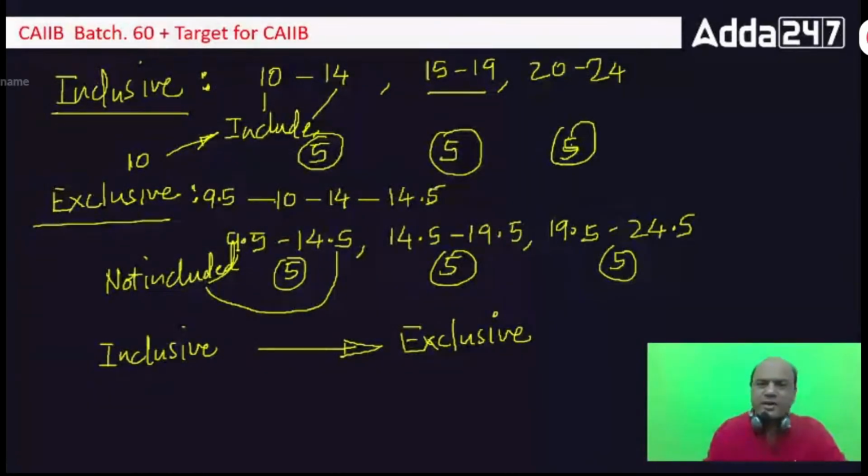See this. Now same examples I have taken again. Inclusive group, exclusive group. Okay. So 10 to 14, 15 to 19, 20 to 24. Inclusive. Look at the difference. 14 minus 10 is 4. Take the first one also. So 5, 5, 5. Okay. Similarly, I will convert this. So 10 becomes 9.5. 14 becomes 14.5. So done. Similarly for next one.